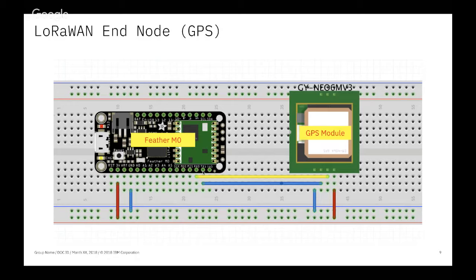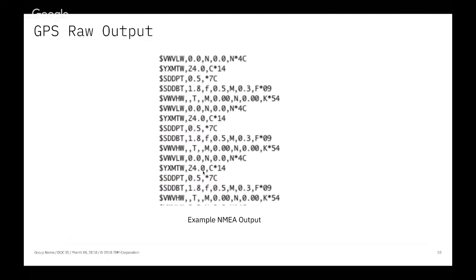Okay, so we've got our GPS module set up. Essentially this is just an example of the raw output that we would get from the GPS, a raw GPS payload. This is a standard created by NMEA, the National Marine Electronics Association.